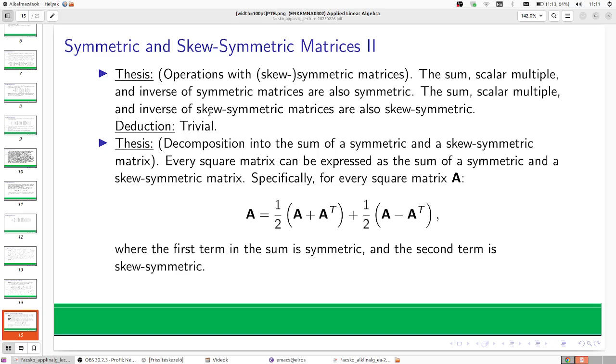Which is more important is this decomposition of any matrix into a symmetric and a skew symmetric matrix. Every square matrix can be divided into a symmetric and a skew symmetric matrix, the sum of the two. In this way, you calculate the transpose, and then this first term is the symmetric term, and this is the skew symmetric term.